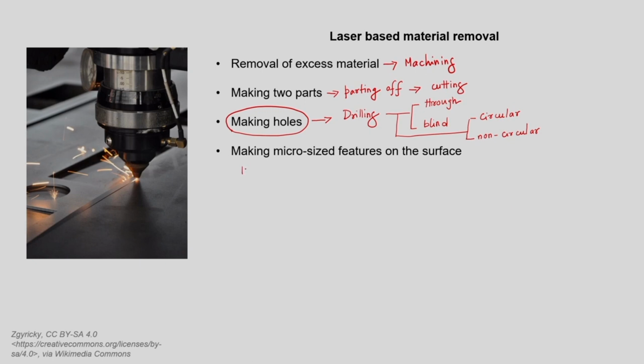Further, in micro manufacturing or generation of micro parts, it is required to generate micro size features on the surface. It may be dimples of various shapes such as circular, diamond, or we may have some slots on the surface, or we may have some pockets on the surface. So, all are in micro size.